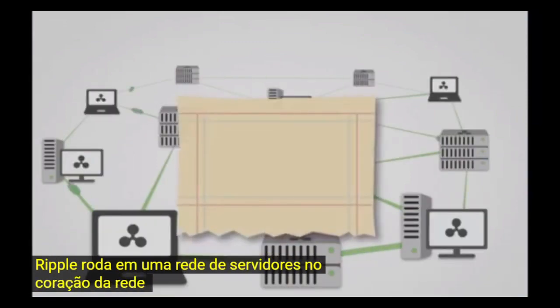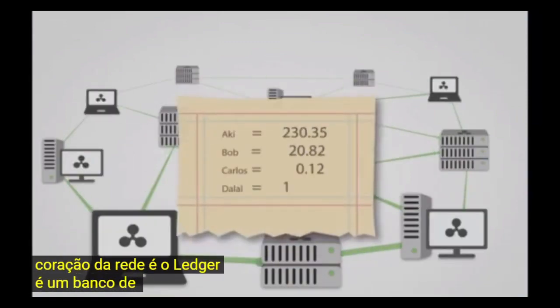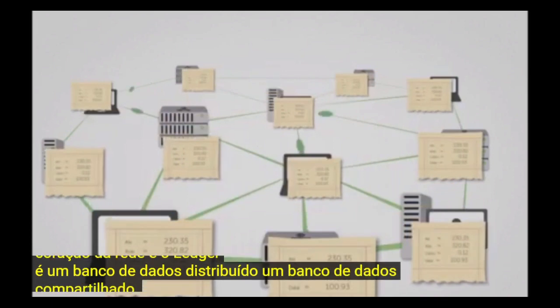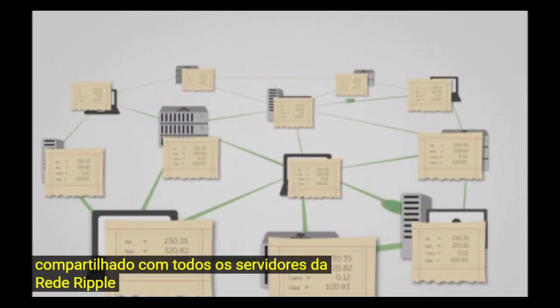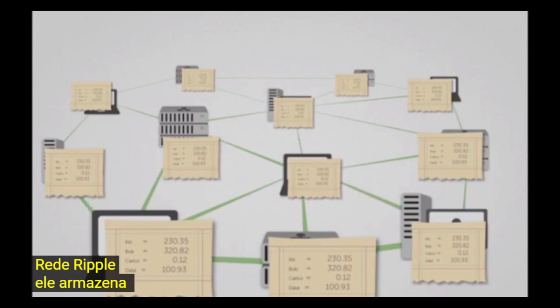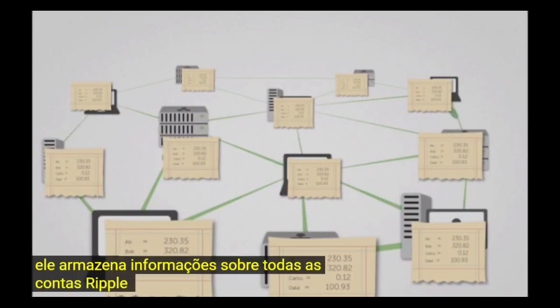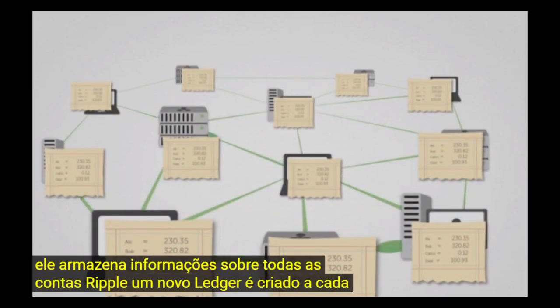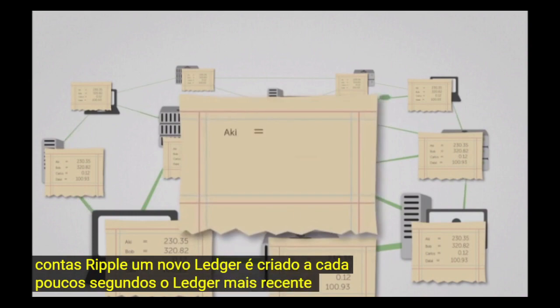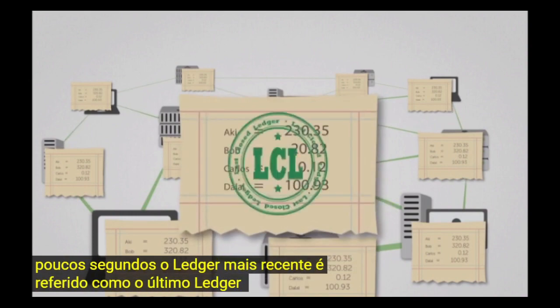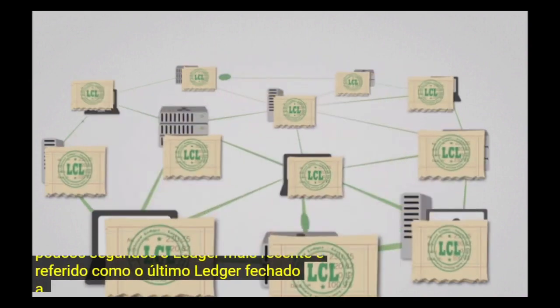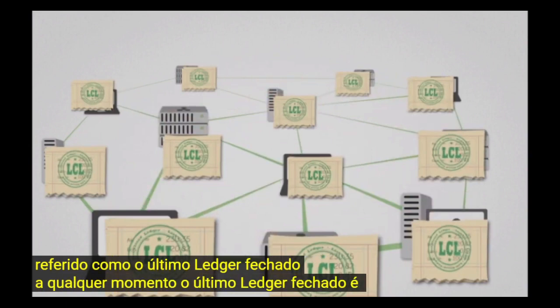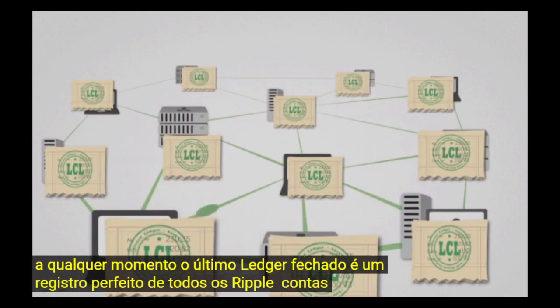At the heart of the network is the ledger. It is a distributed database, a database shared with all the servers in the Ripple network. It stores information about all Ripple accounts. A new ledger is created every few seconds. The most recent ledger is referred to as the last closed ledger. At any time, the last closed ledger is a perfect record of all Ripple accounts.